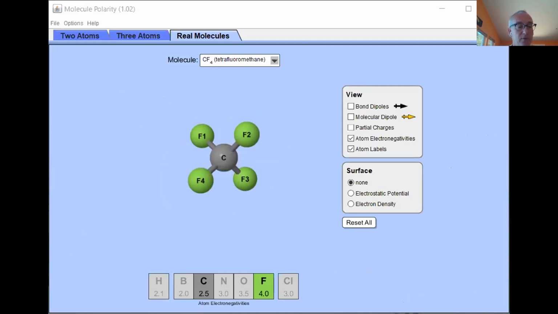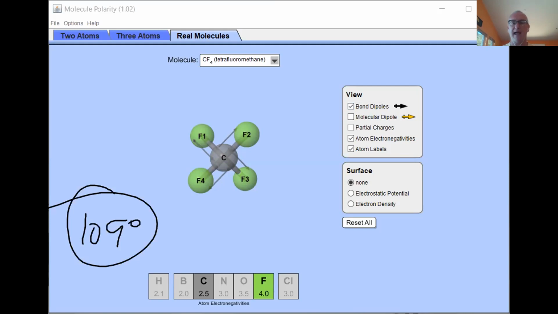So we look at the bond dipoles. There they are. You can't really see that terribly well, but yeah, the bond dipoles are all pointing away from carbon and toward the fluorine. And that makes sense because fluorine is very electronegative, remember. It's always going to point toward fluorine. They're all pointing toward fluorine at an angle of 109 degrees. Each one of them, basically completely symmetrical, pointing away from carbon at the same angle.